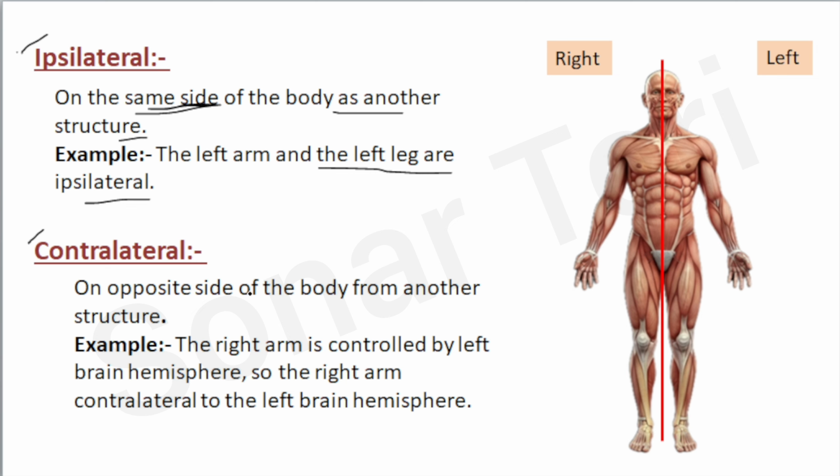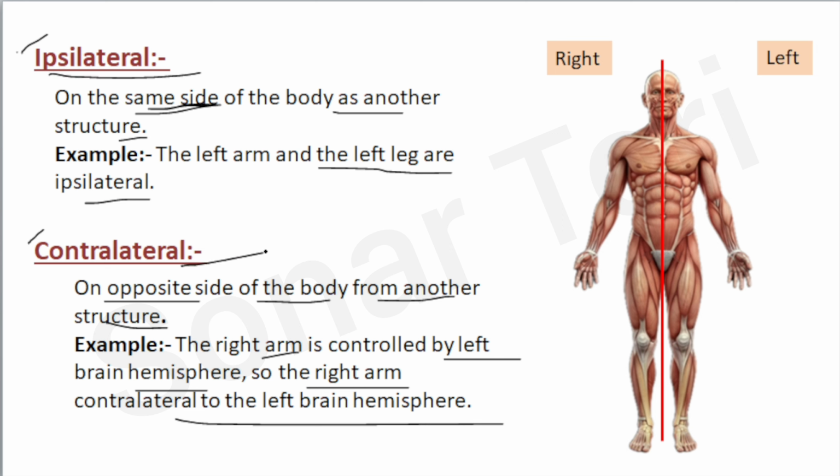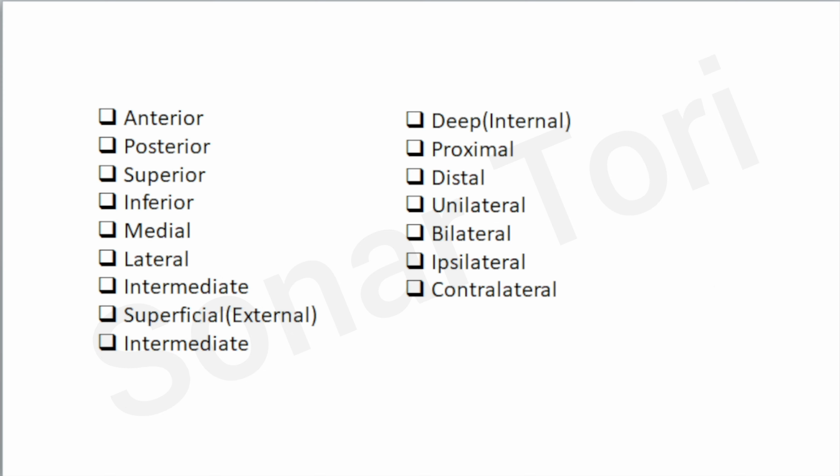Then contralateral: the organ or any structure that is present on the opposite side of the body from another structure is called contralateral. Contra means opposite. So for example, the right arm is controlled by the left brain hemisphere. So the right arm is contralateral to the left brain hemisphere. So the organs that are present on the same side are called ipsilateral and the organs that are present on the opposite side are called contralateral.